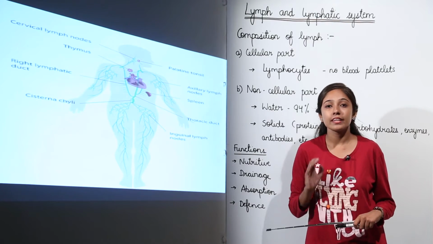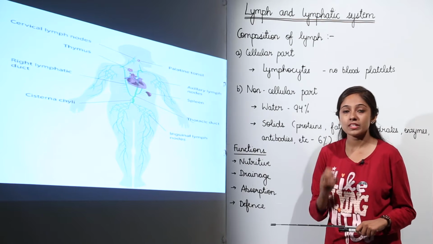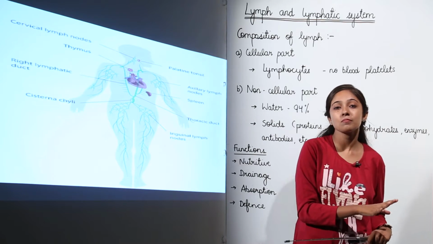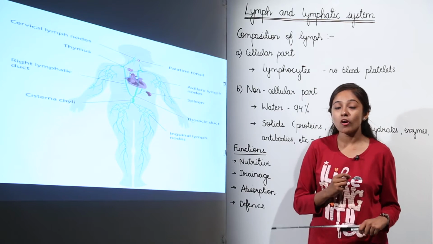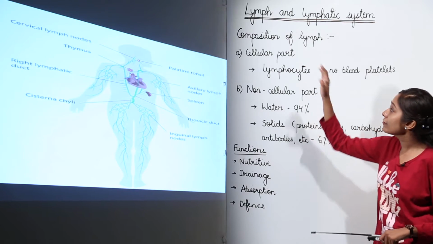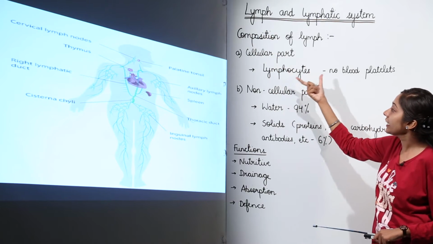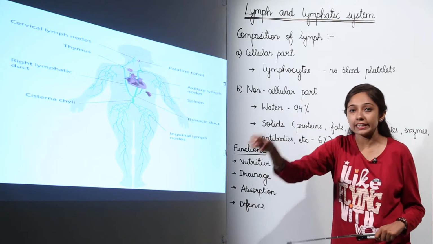Let us discuss lymph and the lymphatic system. The lymphatic system forms an important system that relates the circulatory system as well as the immune system of your body. The immune system of your body is going to protect you from infections, right? So, lymph is a clear fluid which mainly consists of the lymphocytes or the white blood cells.